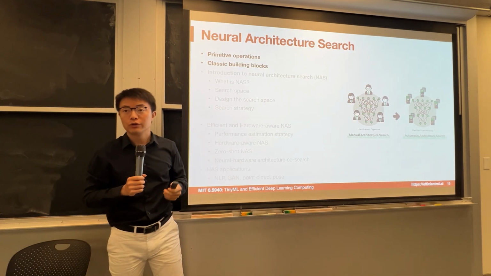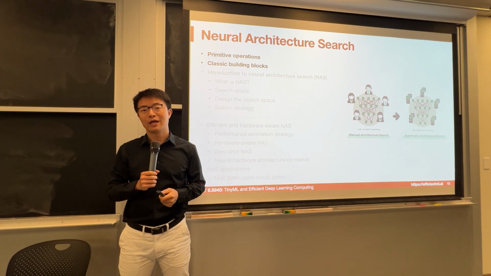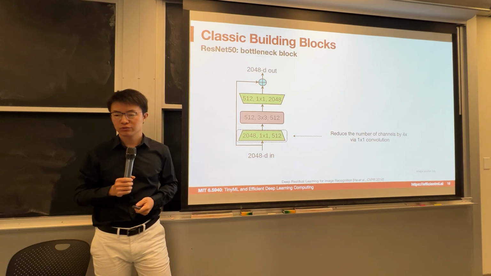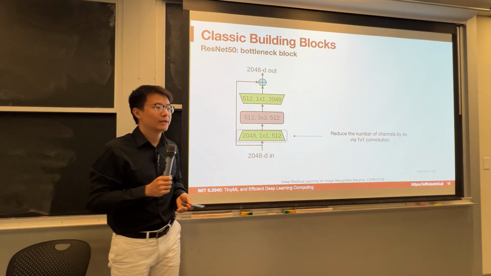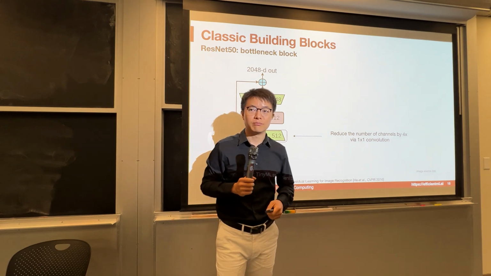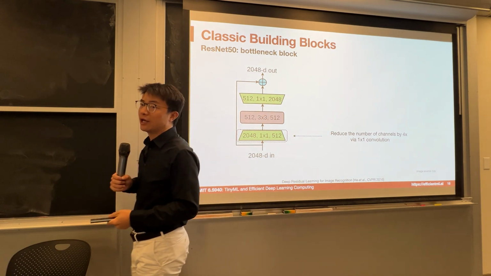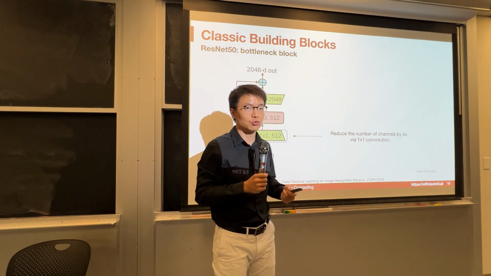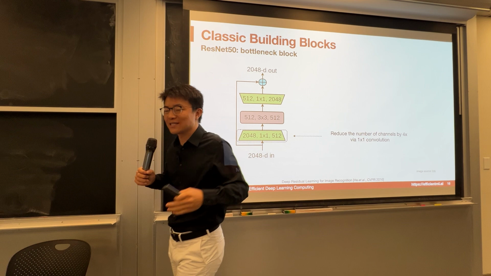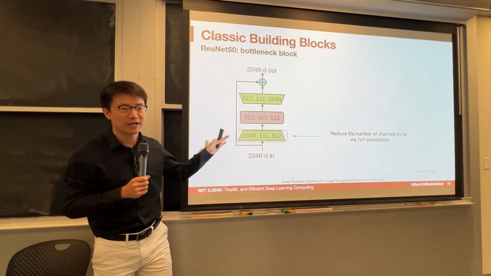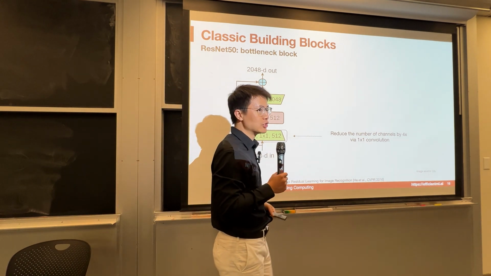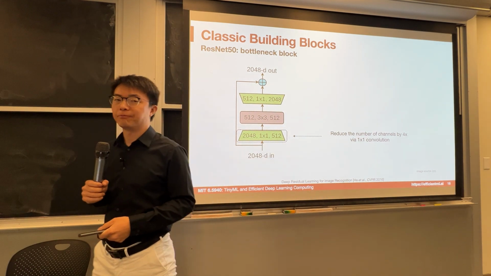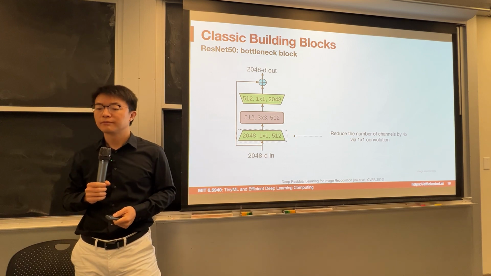Okay, so using those primitive operations, we can construct these classic building blocks. A building block consists of several layers, and people put them together in a smart way to balance between the accuracy and also the compute. So we are going to visit some of the most classic designs, including the ResNet building block, basically the residual block, the inverted bottleneck used in MobileNet v2, and also the transformer blocks.